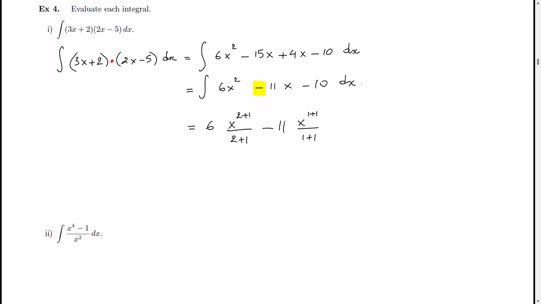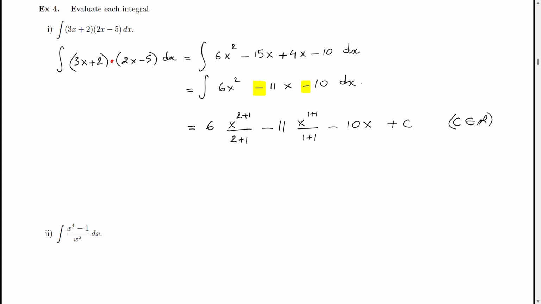And finally, there's the negative 10 written all by itself at the end. So what do I do with negative 10? It doesn't have any variables, so I just give it an extra x. And there's always the plus c, and what's c? C is the constant of integration.